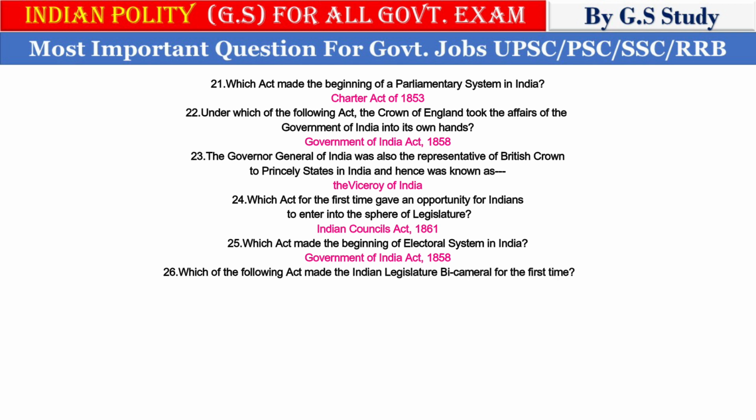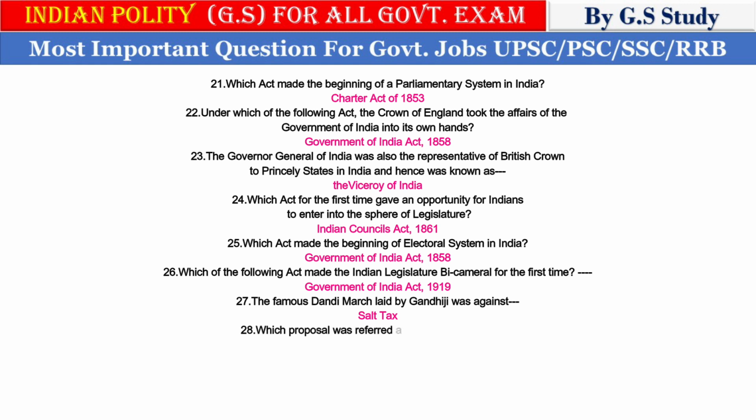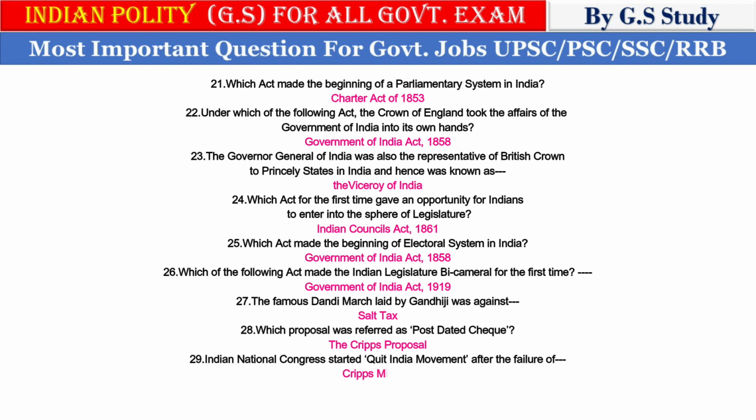26. Which of the following act made the Indian legislature bicameral for the first time? Government of India Act, 1919. 27. The famous Dandi March led by Gandhiji was against salt tax. 28. Which proposal was referred as post-dated check? The Cripps proposal. 29. Indian National Congress started Quit India movement after the failure of Cripps mission. 30. Gandhiji gave a call to all Indians, do or die, which is popularly known as Quit India movement.